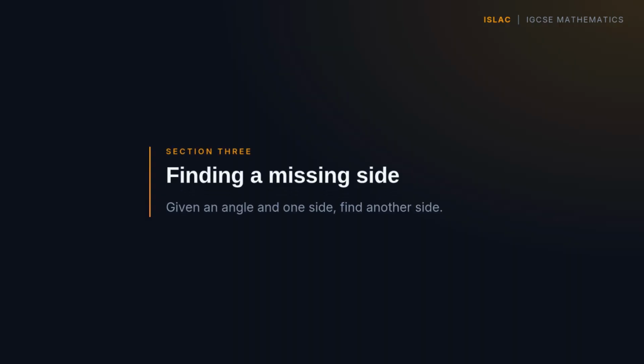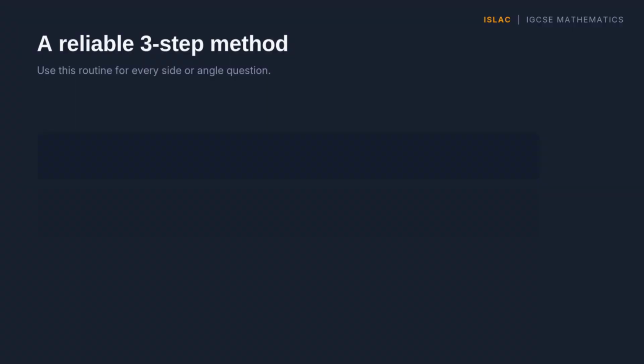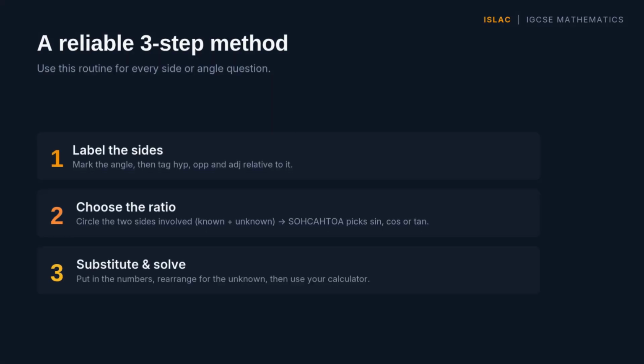Section 3. Now we put the ratios to work, finding a side you can't measure, using an angle and one known side. A reliable routine for every question. Label, choose, solve. Do these in order, and you will never pick the wrong ratio.